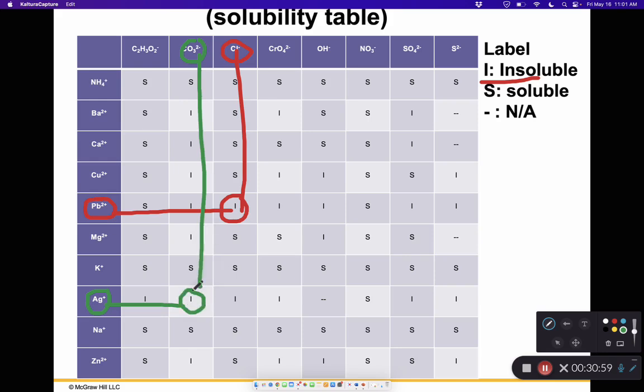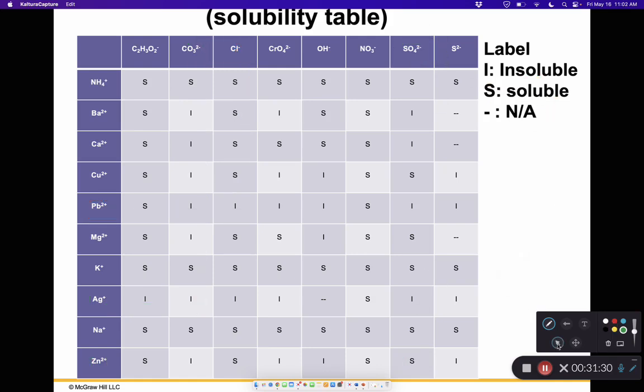I get that. Let's say the question is asking if zinc sulfate is soluble or insoluble. I have zinc here, I have sulfate here. So the zinc sulfate is down here. It is S, which means it is soluble. This one is an uppercase S, so do not confuse it with lowercase s. So zinc sulfate is a soluble compound. We can use this table to figure out our solubility.